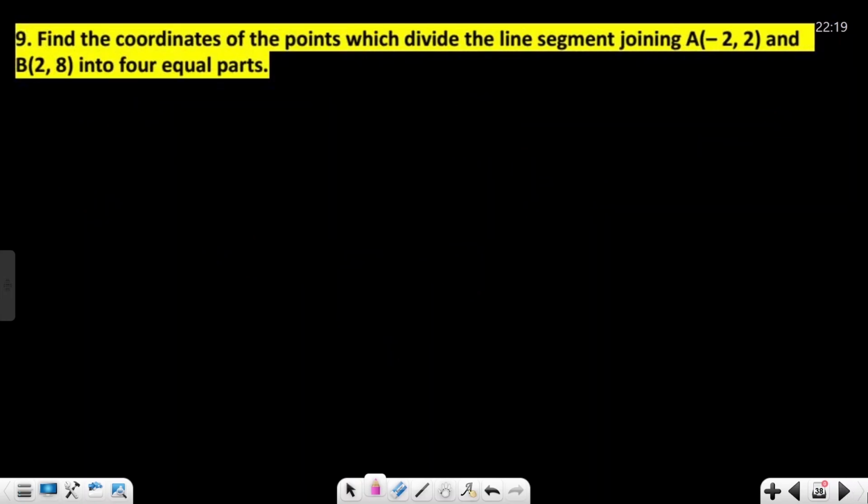Okay, let's move on. Question number 9. Find the coordinate of a point which divides the line segment joining A and B. So here the line segment is AB. One point is A, with coordinate (-2, 2), and B coordinate is (2, 8).